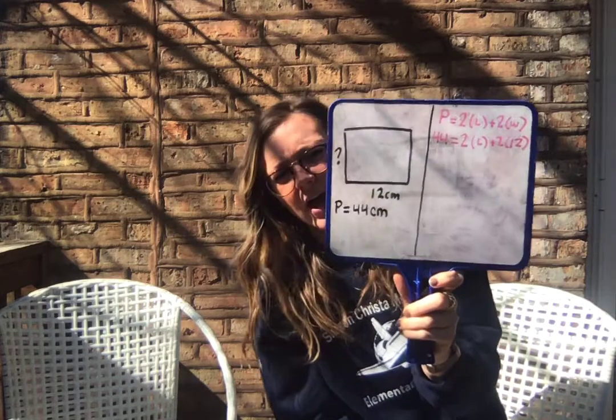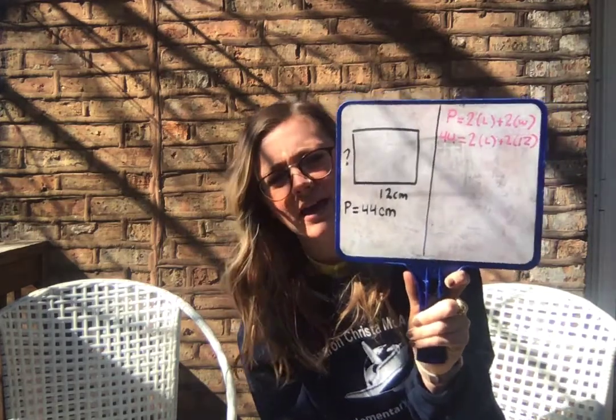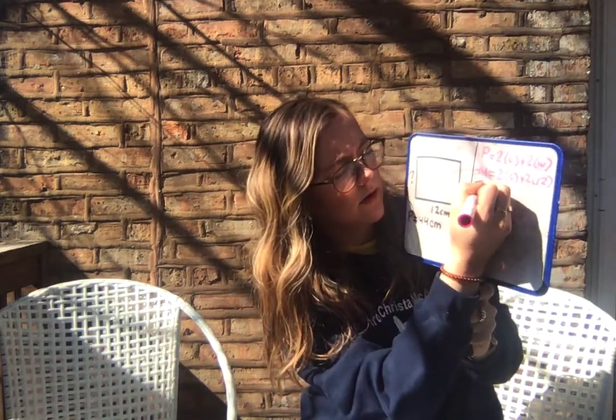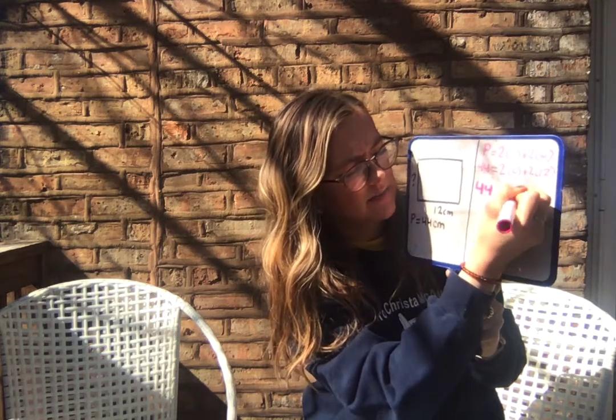So now I'm going to go ahead and do any math that I can. Can I do 2 times L? I don't really know what that means, so no. Can I do 2 times 12? Yes, I can. So I'm going to have 44 equals, I'm going to keep writing 2 times L because I haven't figured that out yet, plus, what is 2 times 12? 24.